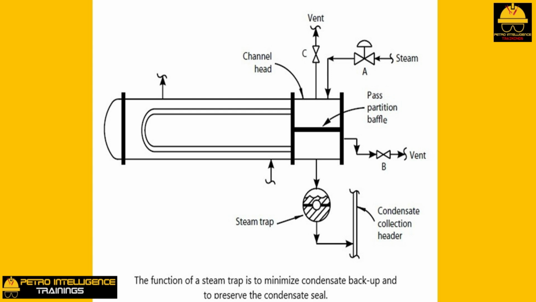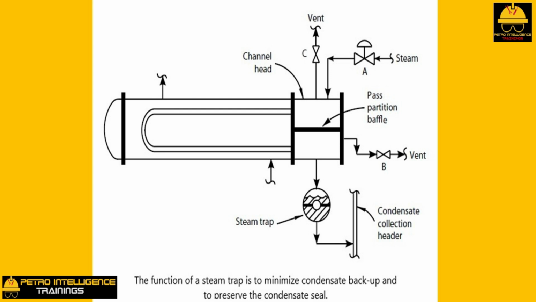inside the channel head. However, none of the CO2 will be trapped above the pass partition baffle shown in this picture. And all of the CO2 will be trapped below the pass partition baffle. Therefore, the problem is that venting from valve C in this picture will vent off steam, but no CO2. To purge the accumulated CO2 from the tube bundle, vent valve B must be used.